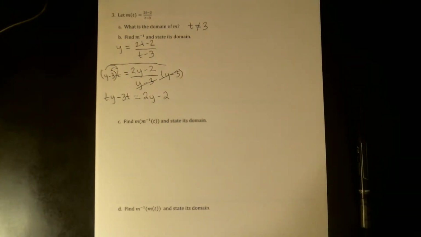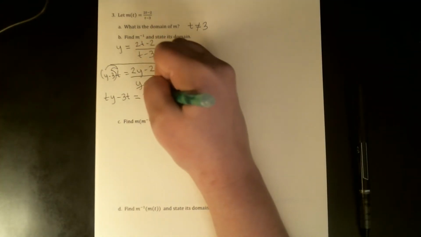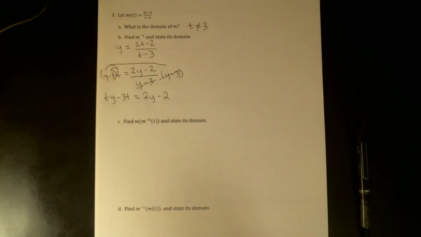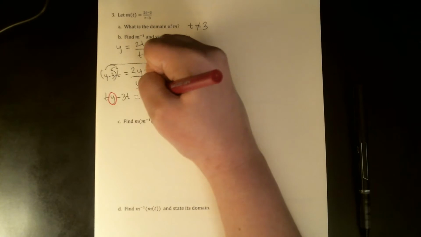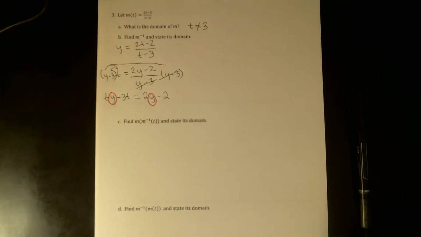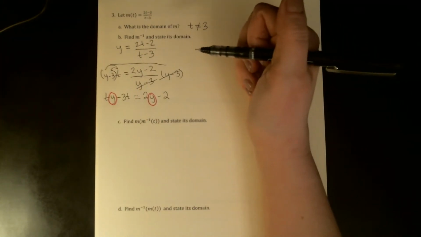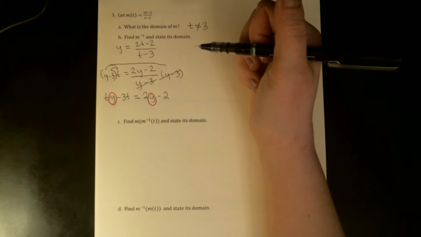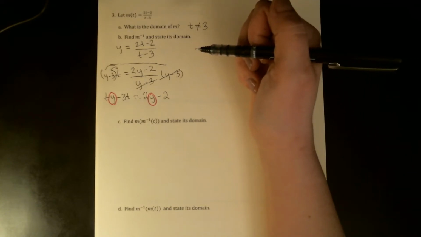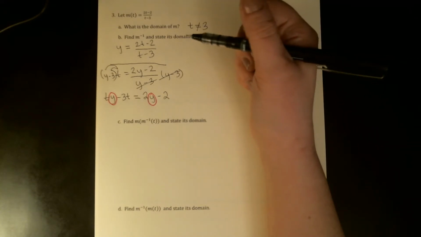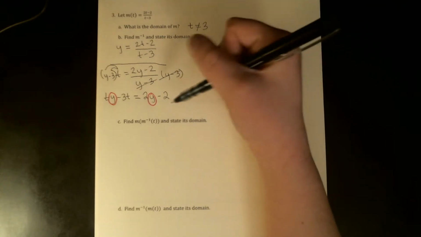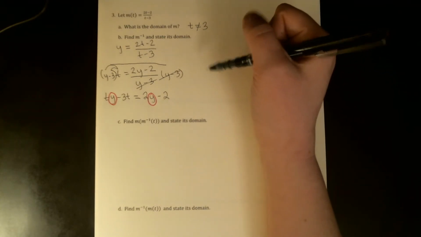All right, the next thing I'm going to work on here is the fact that I have y's on both sides of the equation. That is never a good thing when we're solving for y. So let's move the y's to the left, and I'm going to move any terms without y's to the right. You get to pick your side. It doesn't matter, but that's what I'm going to go for here.